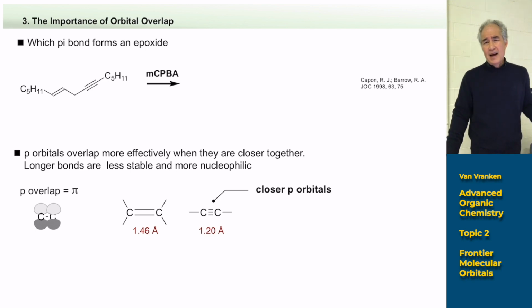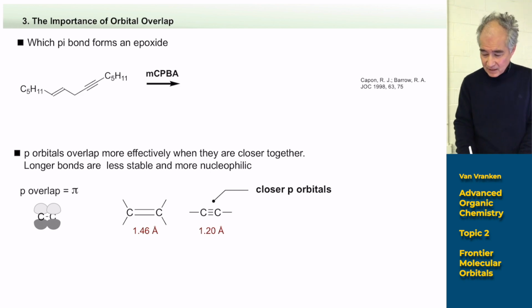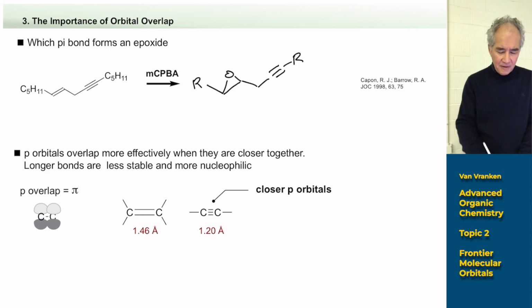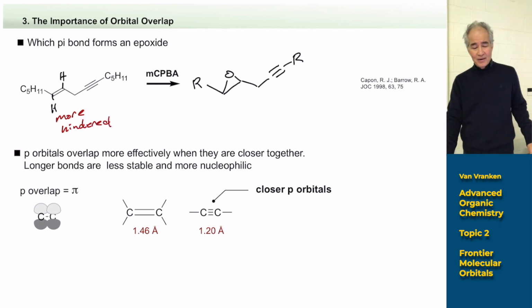And orbital overlap answers this question for you. It turns out that the product of this reaction is going to be that you make the epoxide out of the double bond. Well, why is that? It's not so obvious why that should be the case. If I draw out all the atoms on this alkene, it's got more stuff on there. It's more hindered, because of those H's. You'd think that the more hindered pi system would react slower.